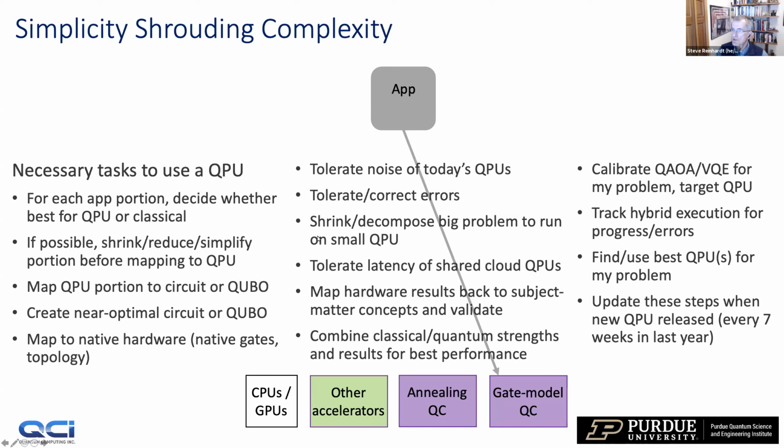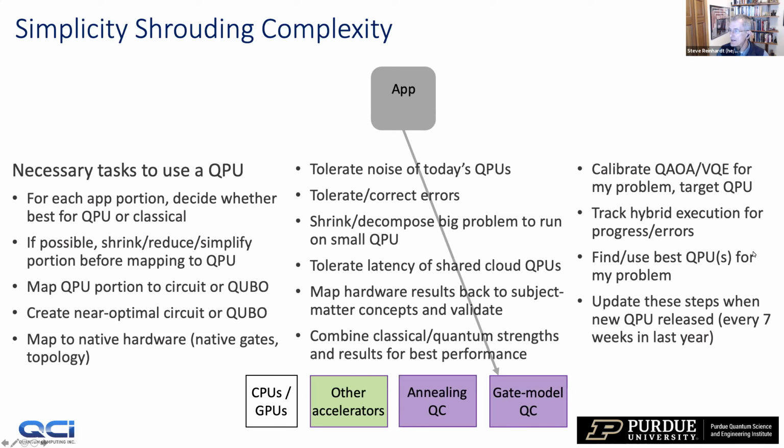Jumping over here to the right column, QAOA and VQE are fairly well-known algorithms for solving optimization problems on gate model quantum computers. If I'm going to use one of those for a particular problem, I have to calibrate the algorithms for my problem and the QPU I'm running on. That's another piece of work.